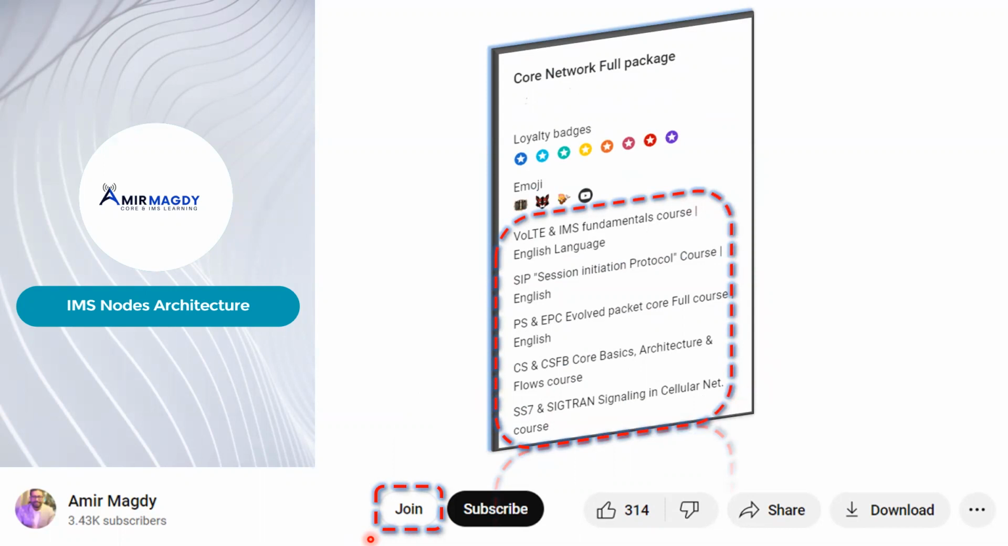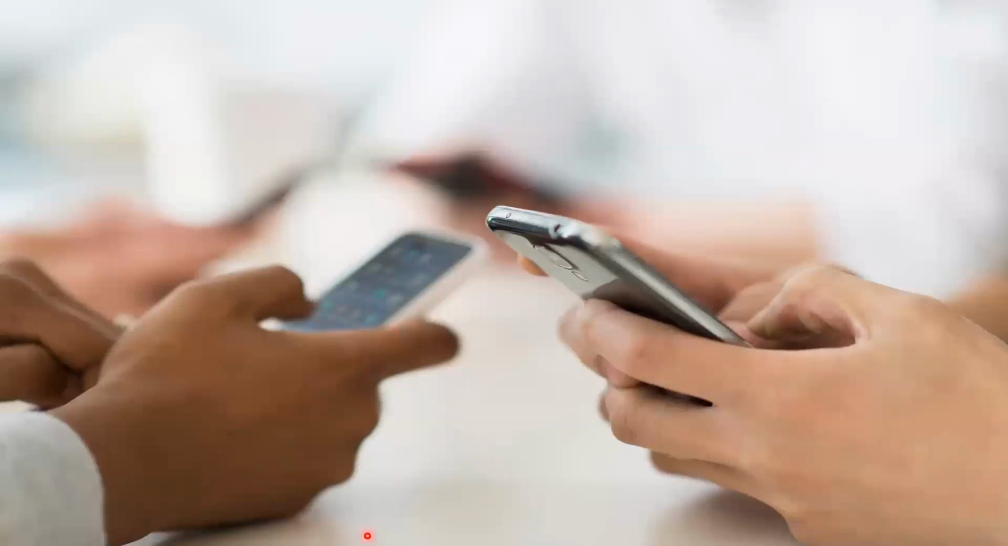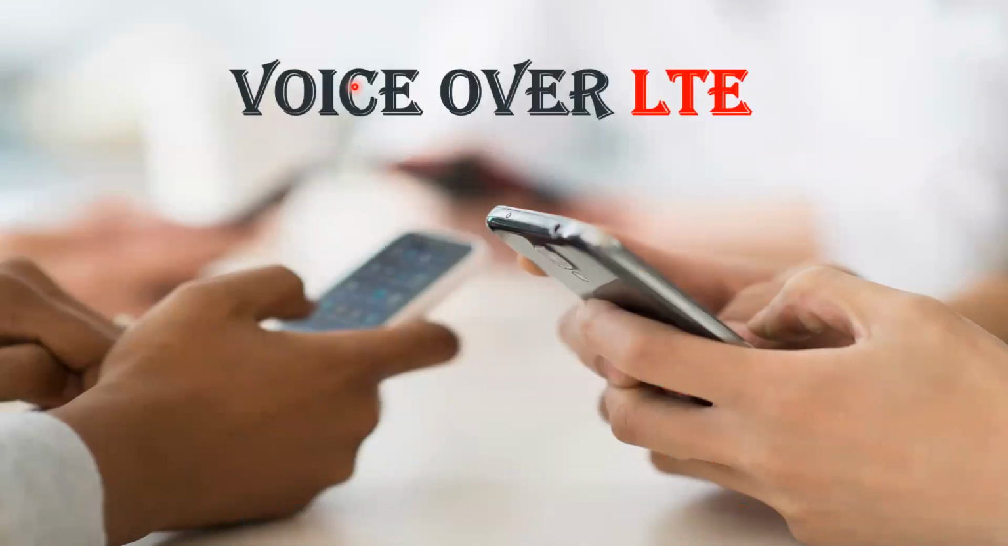And now, let's dive into Teletalk number 2, in which we'll be talking about the IMS Nodes Architecture. Have you ever wondered how your voice travels from your phone to the person on the other end of the line? In VoLTE, the answer lies in the IMS nodes.